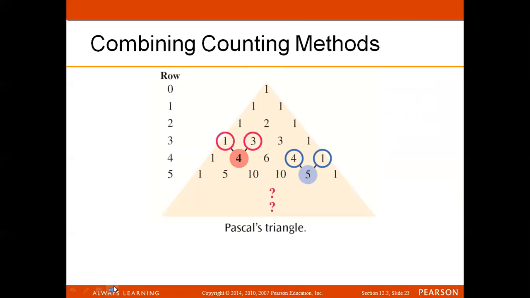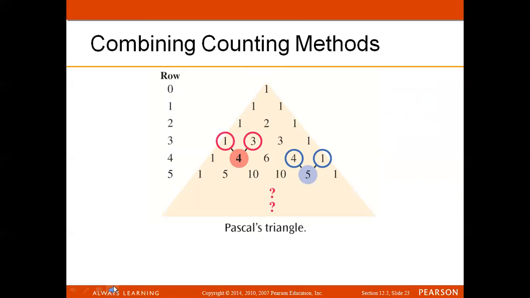In Pascal's row number 4, we have a 1 to begin our row. And then to write the next number, we sum the 1 and 3 to write the 4. We sum the 3 and 3 to write the 6. We sum the 3 and 1 to write the 4. And we end our row with a 1.